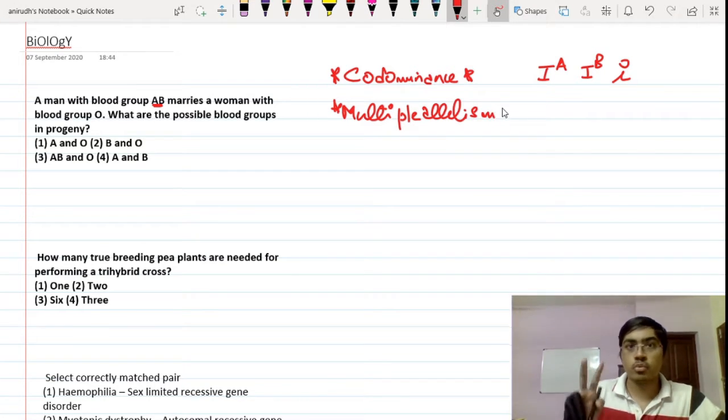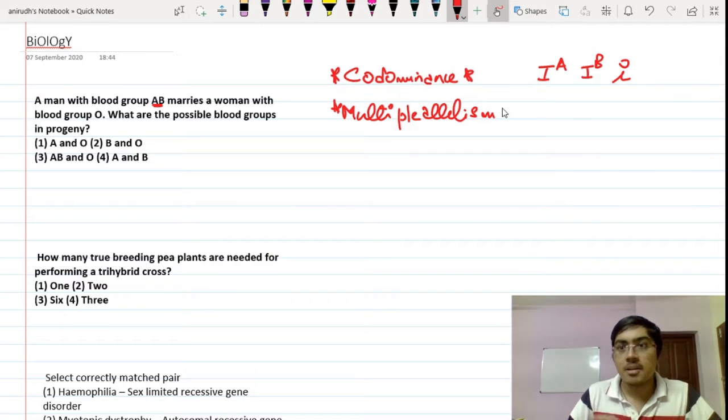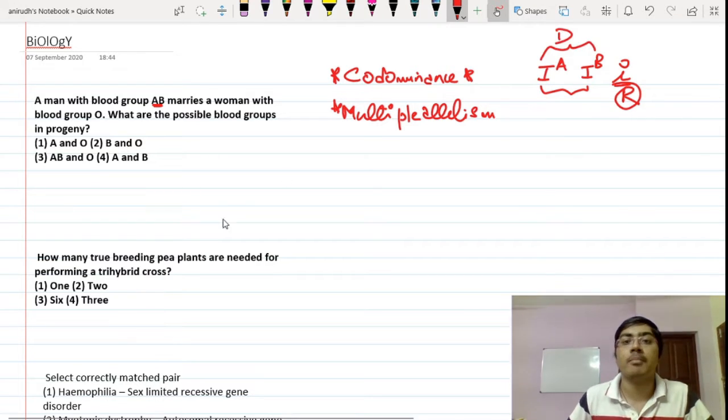Normally a gene has two alleles, two forms. But here three forms are present: IA, IB and small i. So this is called multiple allelism. Now what is codominance? IA and IB are equally dominant, and whenever either is there with small i, the small i is recessive, while both of these are equally dominant.